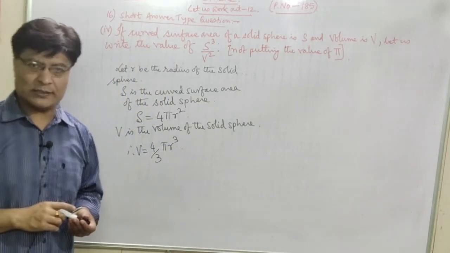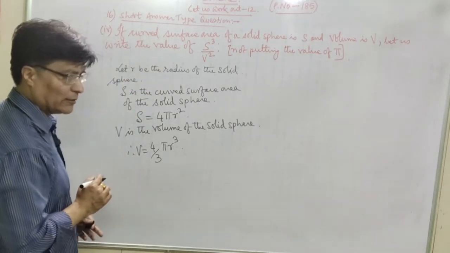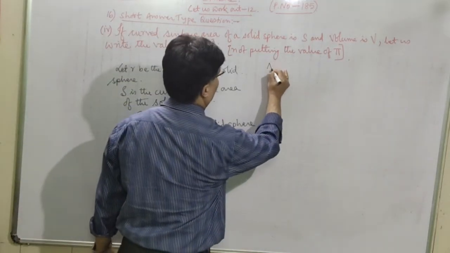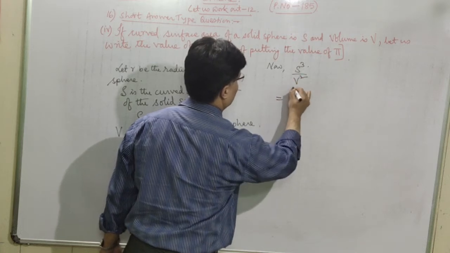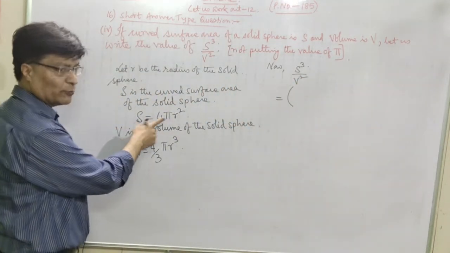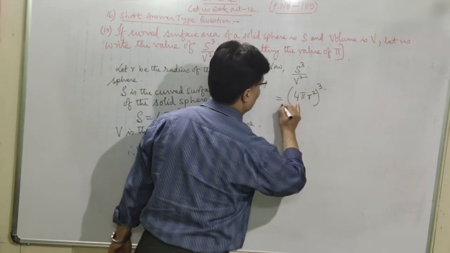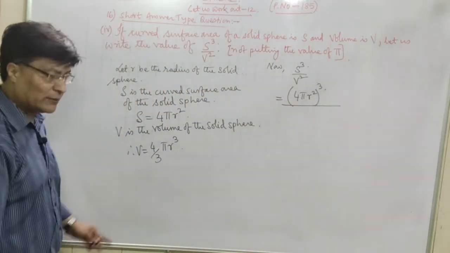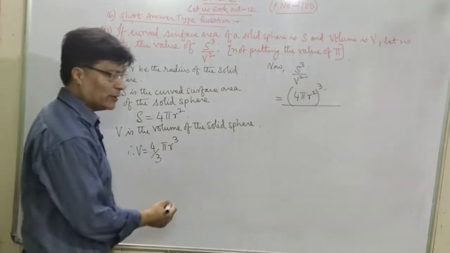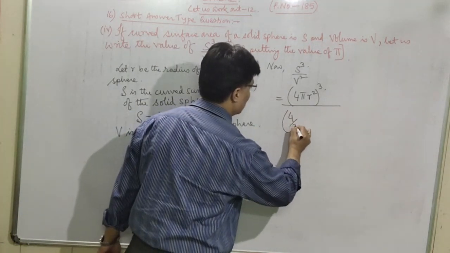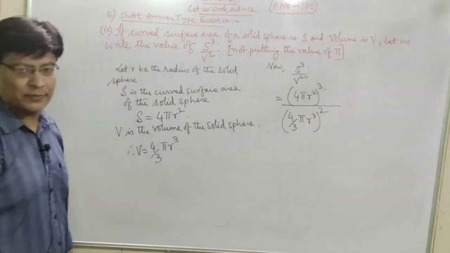So now I think you have understood it. Okay? So now what is to be calculated? S cube divided by V square, which is equal to, what is S whole cube? S whole cube means 4 pi r square whole cube, divided by, what is V whole square? This is the formula for V, 4/3 pi r cube whole square, isn't it?